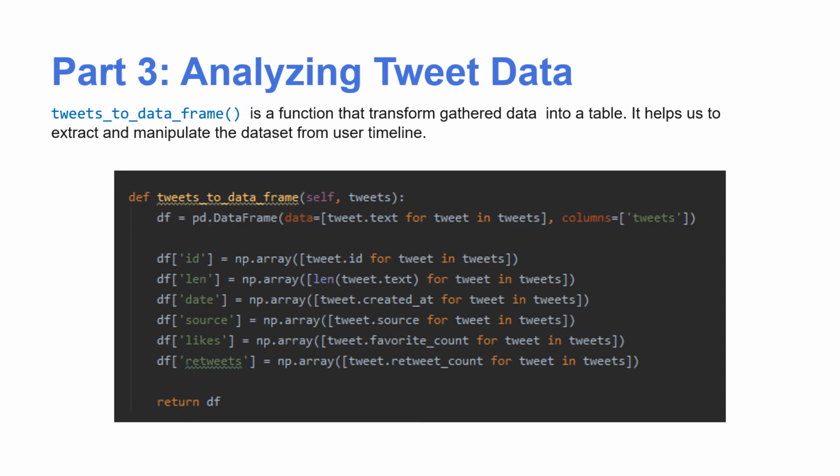Part 3 is analyzing tweet data. Using the tweets_to_data_frame function, it will turn gathered data into a table. It helps us to extract and manipulate the dataset from user timeline via Twitter API attributes such as ID, len, date, source, likes and retweets.